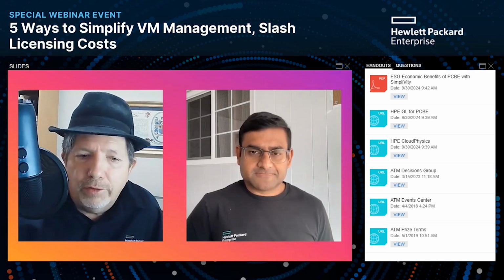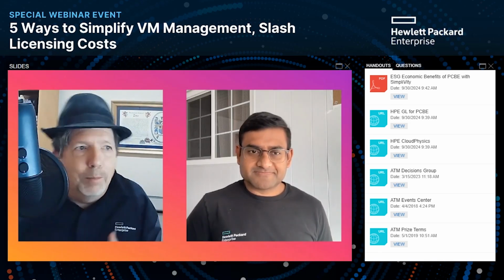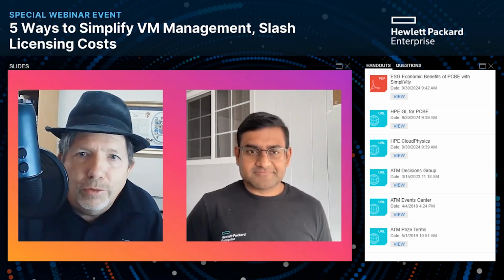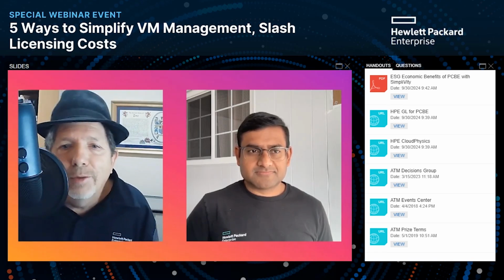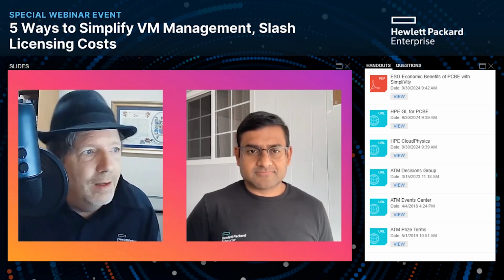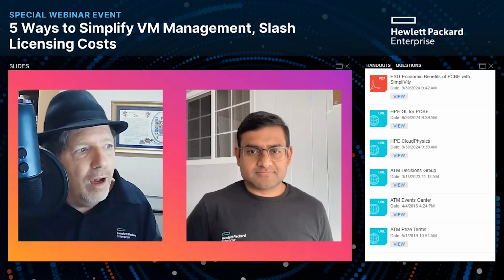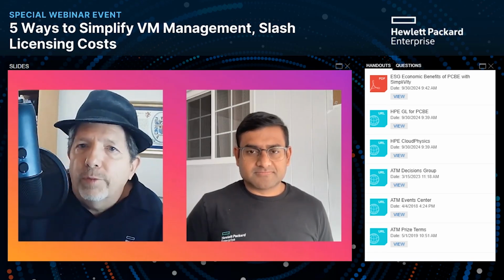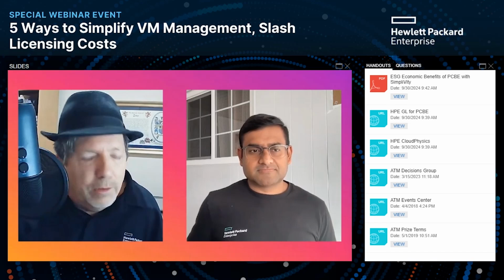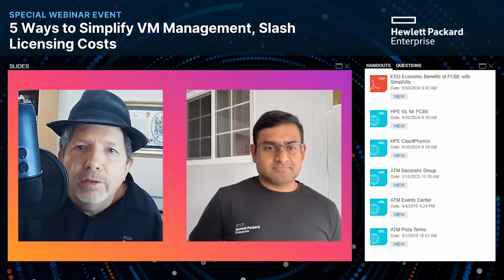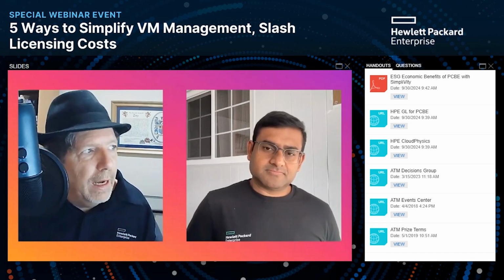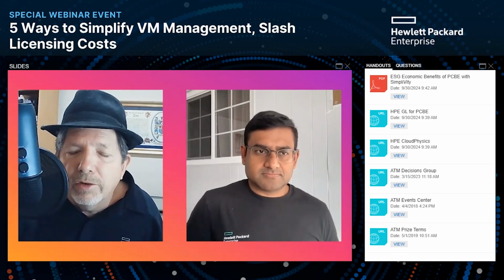So I want to throw you this big softball. I'm looking at the slides that you used at Discover, and you've got one that is kind of the title of today, 5 ways to simplify VM management and lower your licensing costs. Talk me through those 5 ways. Introduce them, and you can drill down on any one of them that you think is more important than the other, but talk about those 5 ways of how people can simplify VM management and lower licensing costs.